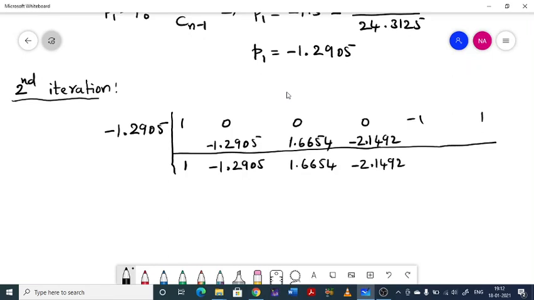Multiplying that, you'll get 2.7735. Again adding, multiplying that, minus 2.2887. So it will be minus 1.2887. That will be Bn.